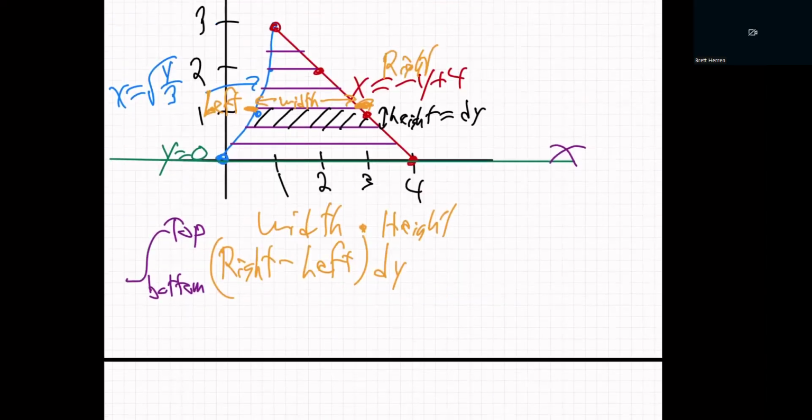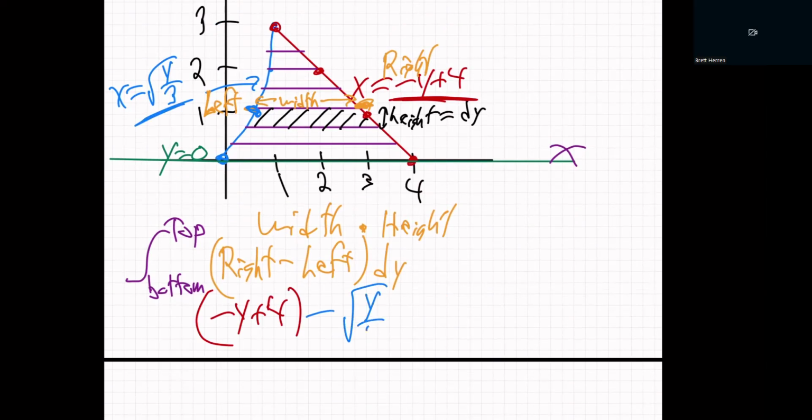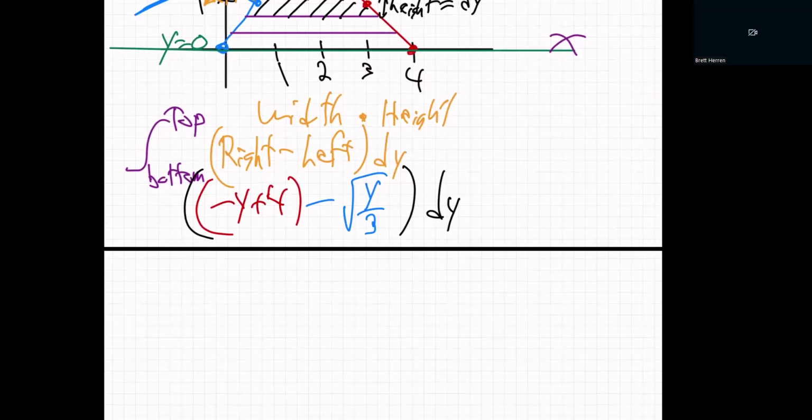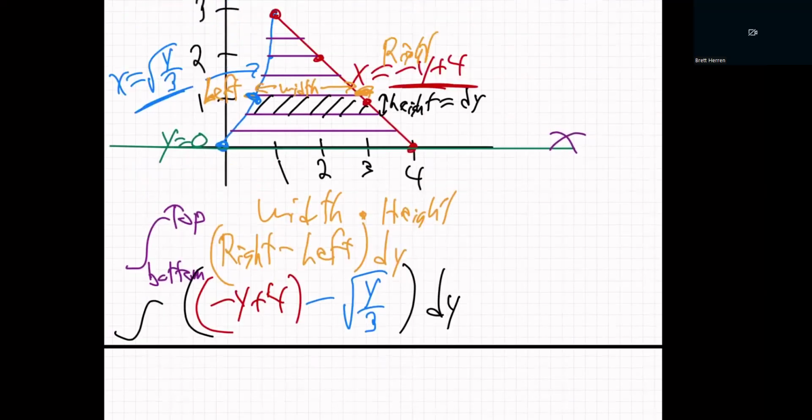So what is the right function? The x value for the right function is minus y plus 4, minus the x value for the left function, which is square root of y over 3. And of course, we're going to have our dy. We're going to integrate from the bottom to top. What's the bottom? It starts down here at a height of 0. What's the top? It hits up here at a height of 3. So there it is. It's the integral from 0 to 3 of that.